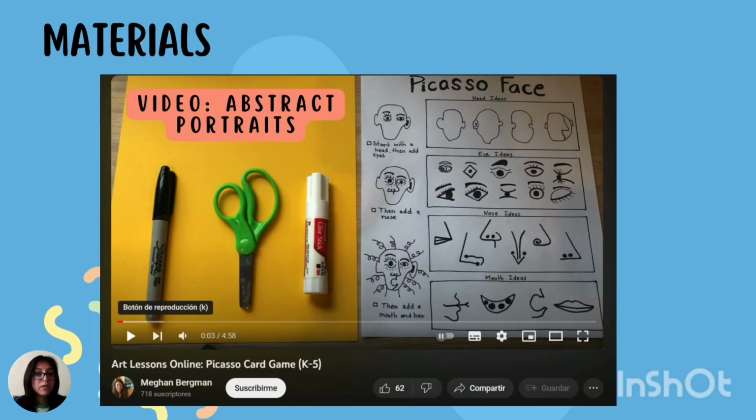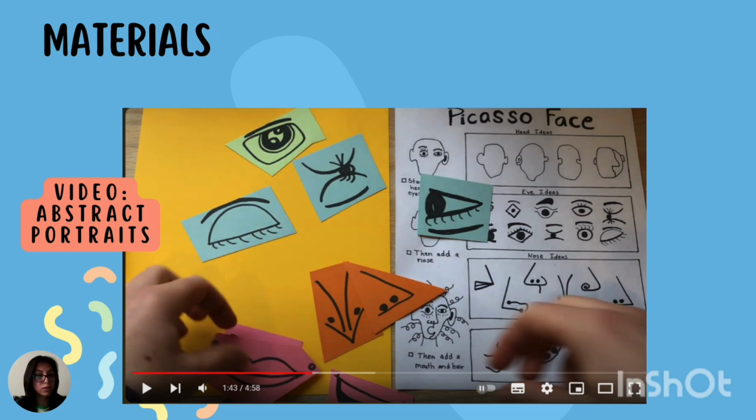The other material is this video that the teacher showed in the class. In this video, students can see Picasso's face, for example, head ideas, eye ideas, nose ideas, and mouth ideas, and the teacher explained the steps that students need to follow to create their abstract portraits.